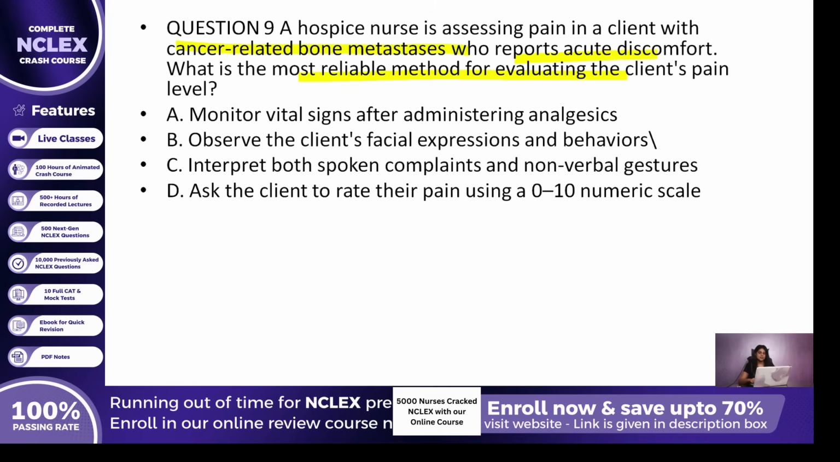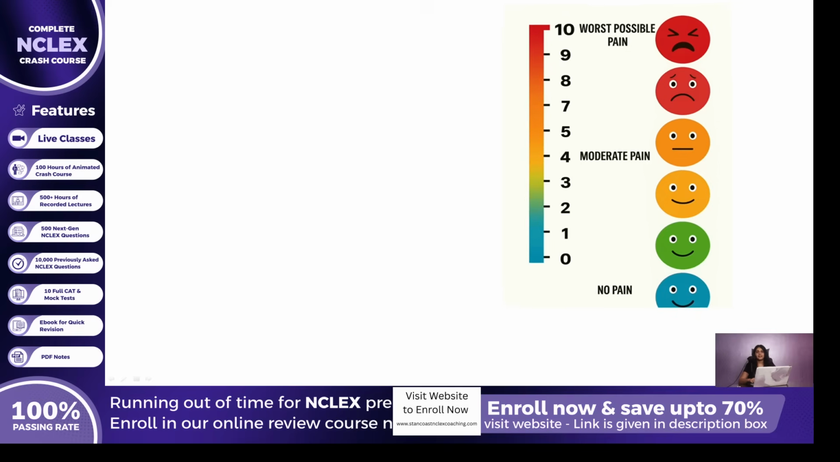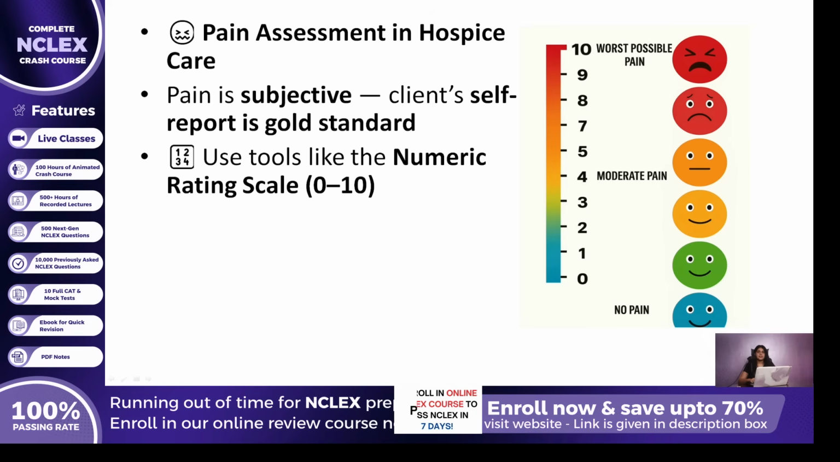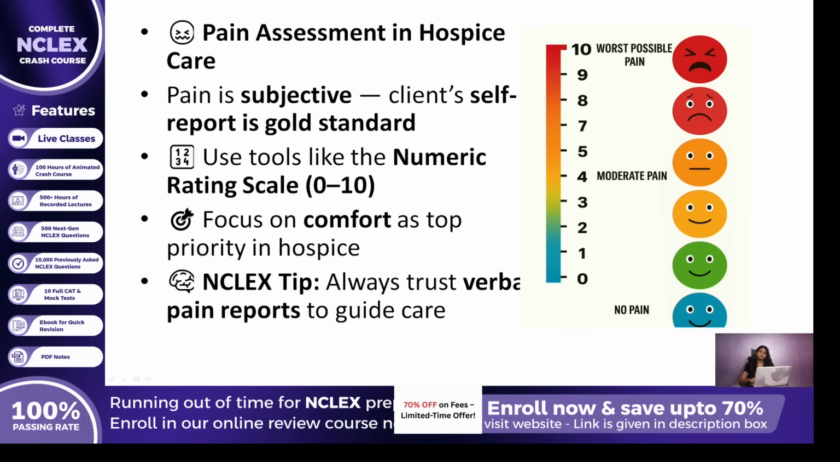The correct answer is option D. Ask the client to rate their pain using a 0 to 10 numeric scale. Pain is subjective, and a standardized tool like the numeric rating scale offers the most accurate way to assess intensity. The client self-report remains the gold standard in pain management, especially in hospice care where comfort is the priority. NCLEX tip: When clients can verbalize pain, always prioritize their self-report using a valid pain scale. This guides treatment and ensures quality care.